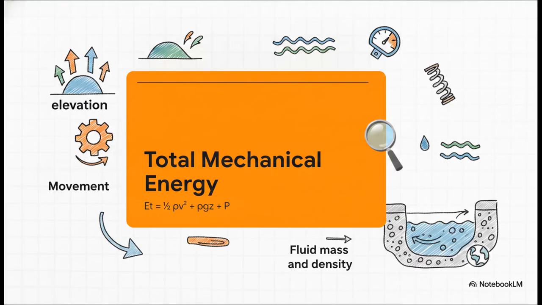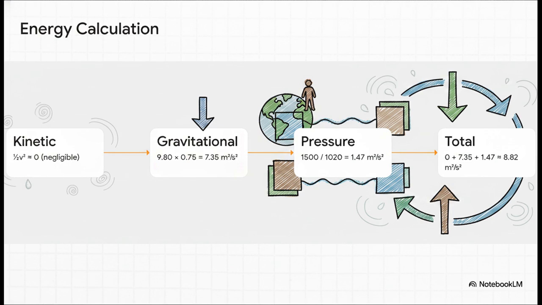When you combine those three components together and factor in the fluid's mass, density, and gravitational acceleration, you get the total mechanical energy equation. Now, I know it looks a bit heavy, but honestly, it's just a mathematical way of saying movement plus elevation plus pressure equals the total energy of our underground water. But watch what happens when we run a real-world data set through this equation.